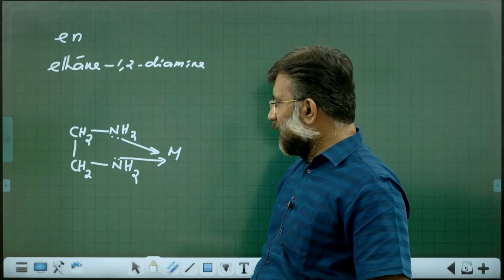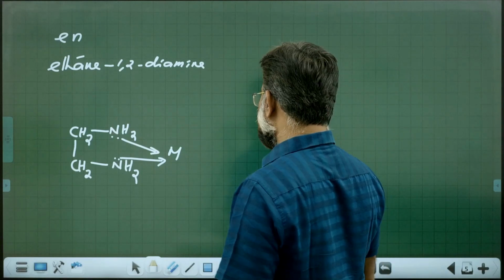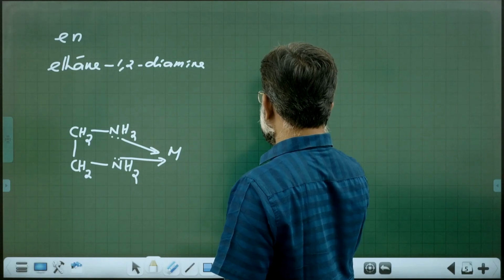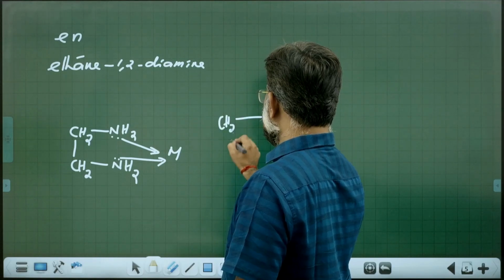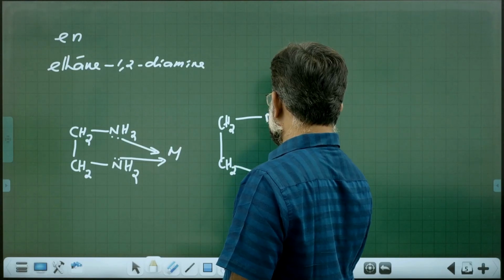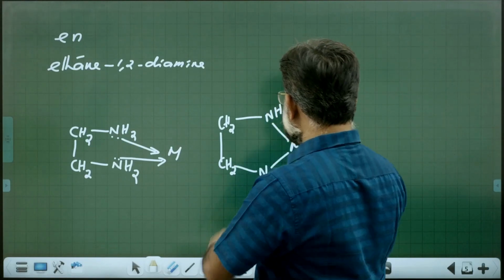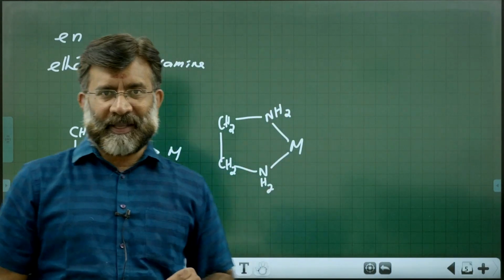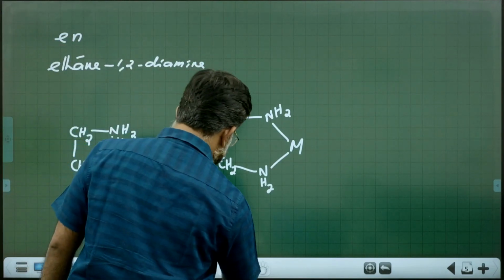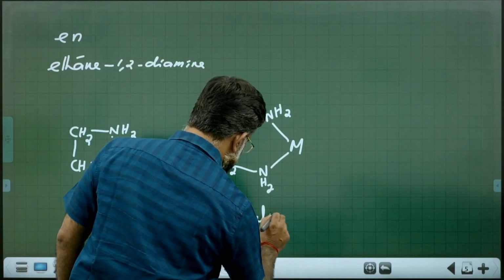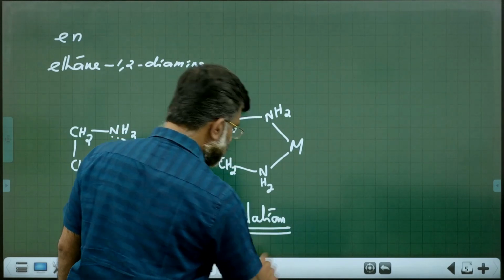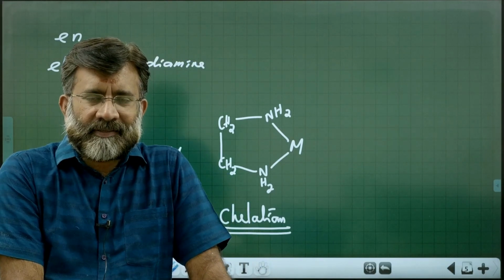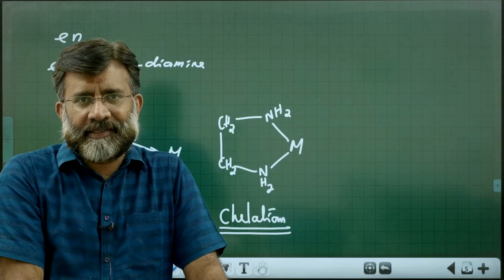And even though didentate, it makes a ring type arrangement. Don't you see that? It is making a bonding like this: NH2, CH2, CH2, NH2. It forms a pentagonal ring type arrangement. And that is known by a special name. I am sure all of you remember, chelating complex. This is called chelation. Such ligands are called chelating ligands. Such complexes are called chelating complexes, metal chelates.